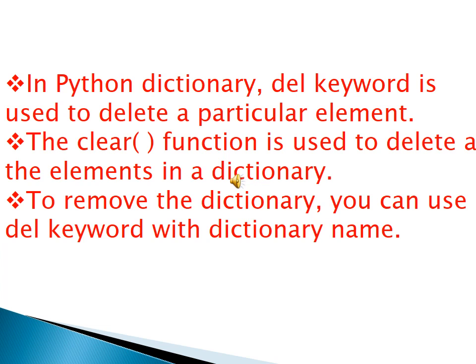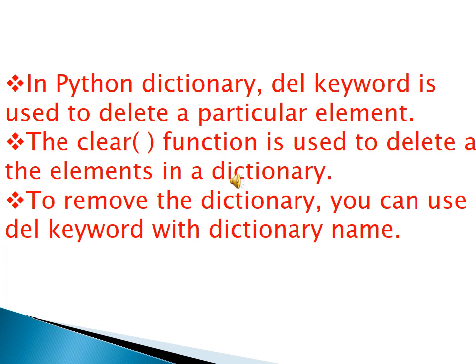Overall, if you want to delete or remove the entire dictionary, not just an element, you can use the del keyword with the dictionary name. Deleting a value of an element: in Python, the del keyword is used to delete a particular element. Next one is clear.